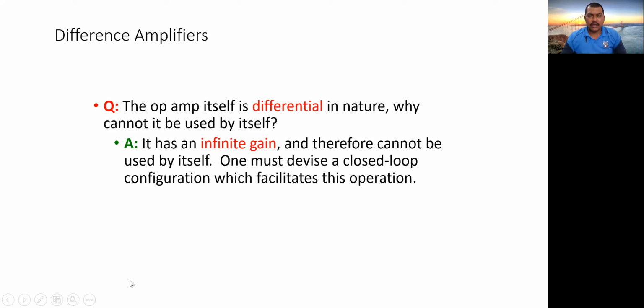Now, the difficulty that we have is that it has an infinite gain. Whenever we are not using the op-amp in closed loop gain, it is going to give you infinite gain. So infinite gain means a very large gain; it is not actually infinite. The output voltage depends on the power supply you give it. If it is plus minus 12 volts, then the output is going to switch between plus 12 and minus 12. The op-amp itself is a differential amplifier in nature, so one must devise a closed loop configuration which facilitates this operation.